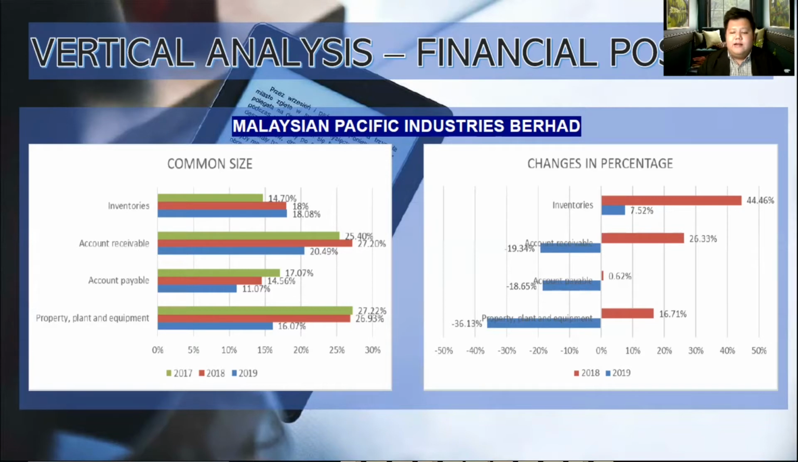And for the accounts receivable in 2019, it is negative, so it's a little bit different. The same goes for accounts payable and property, plant, and equipment.